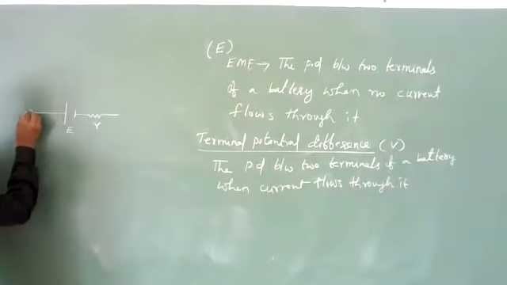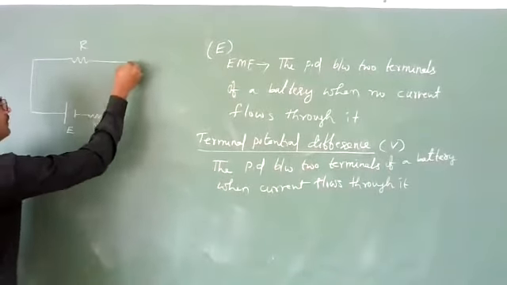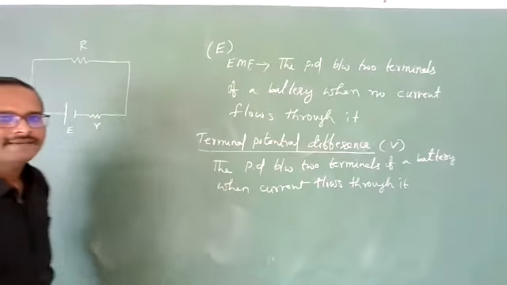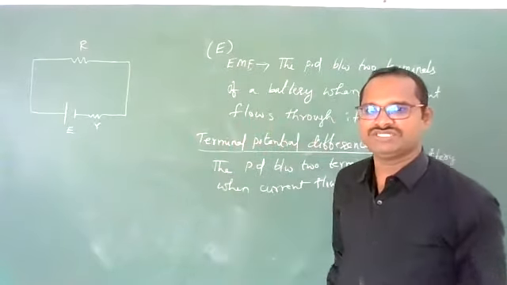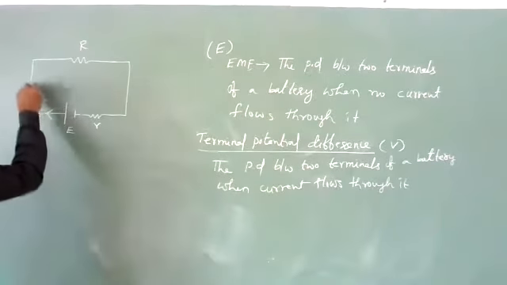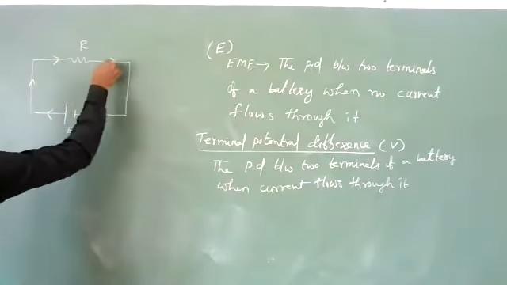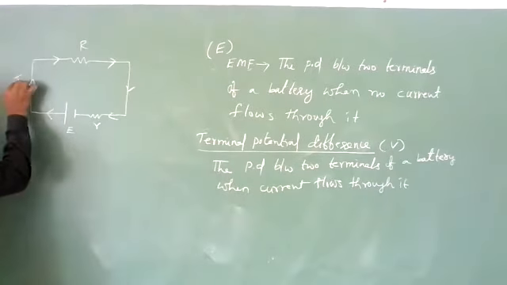Now, let us suppose this battery is connected across one external resistance capital R, like this. What happens? The battery will act like a source of energy. It will give energy to the charge particles, and the charge particles will move from the positive terminal of the battery to the negative terminal of the battery like this. Let us suppose some current I is flowing through this.